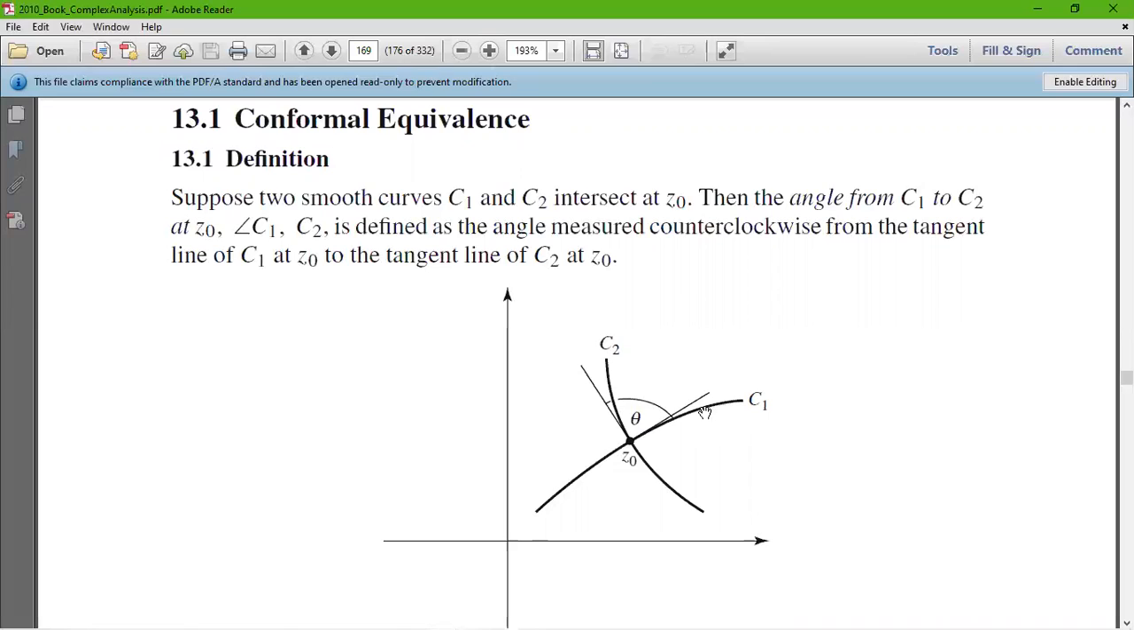That means this curve is C1 and that one is the C2 curve. When we want to find the angle between these two curves, at a point Z0 we first draw two tangent lines to C1 and C2 respectively, and measure the angle between these two tangent lines in the counterclockwise direction. This angle is called the angle between the two curves at the point Z0.